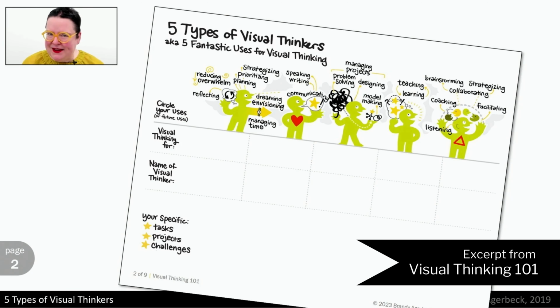As we wrap up, add stars to the types you most identify with. Circle the actions that will help motivate you to build your visual thinking skills. And make sure to fill the bottom third of the page with your own current tasks, projects, and challenges.